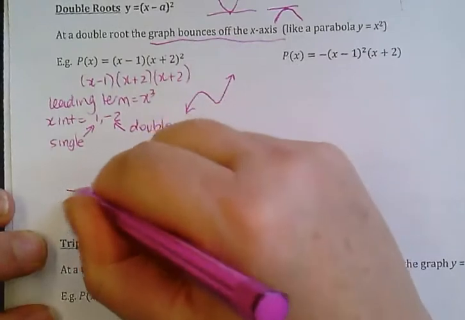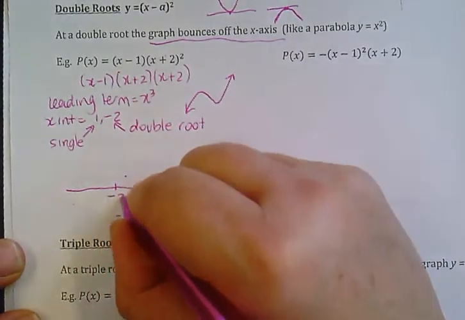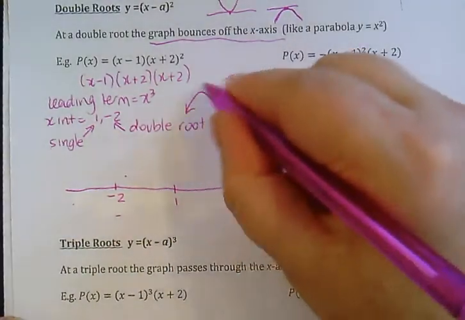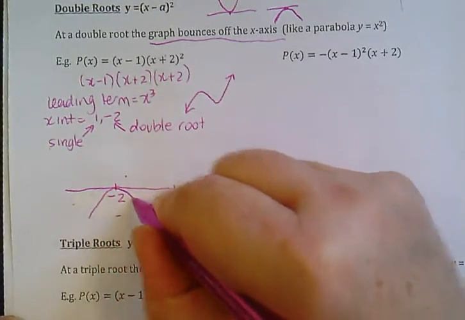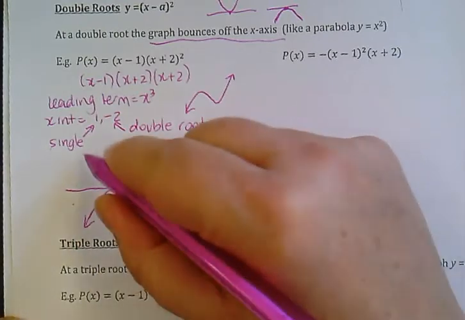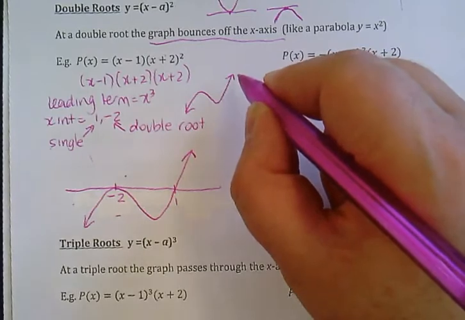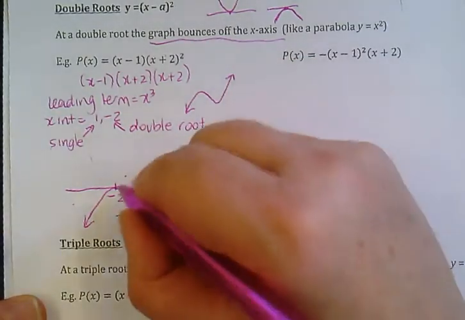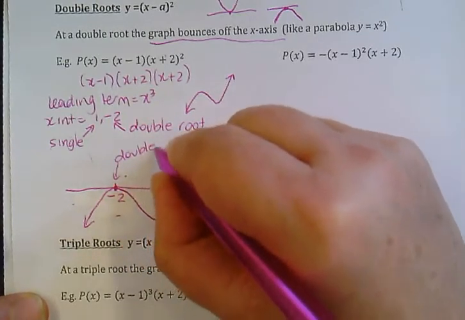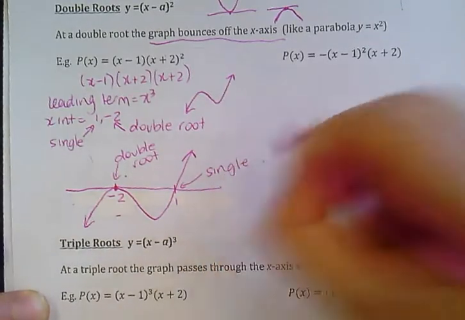Now, how am I going to keep that shape? I've got a double root at negative 2 and a single root at 1. I have to just cut through 1 but bounce off negative 2. If I want to keep this shape, it's got to bounce there and back up here. I can't do otherwise. The shape is like this because it's a positive leading coefficient of the cubic. So it bounces off negative 2. There's my double root, and there's my single root here. It cuts through at the single root.